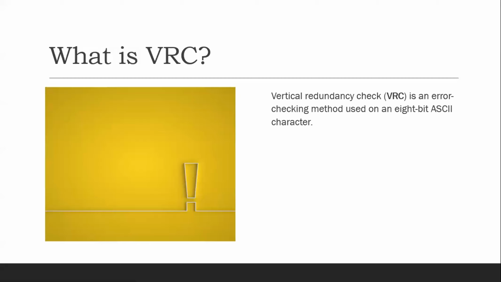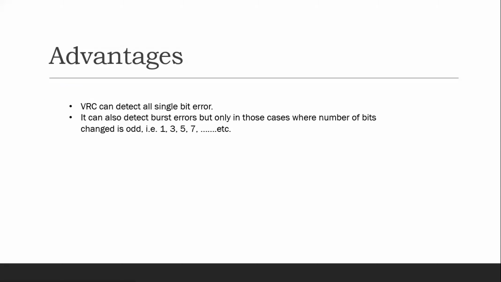What is VRC? VRC, vertical redundancy check, is an error checking method used on an 8-bit ASCII character. In VRC, a parity bit is attached to each byte of data, which is then tested to determine whether the transmission is correct. Advantages of VRC: VRC can detect all single bit errors. It can also detect burst errors, but only in those cases where the number of bits changed is odd, that is 1, 3, 5, 7, etc.